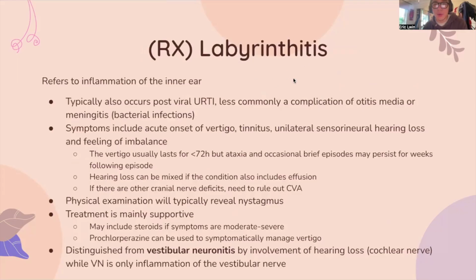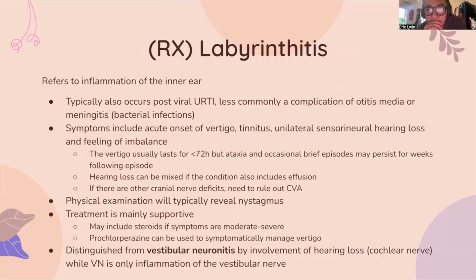The next one is labyrinthitis, which is not actually on your matrix, but something that does come up as maybe one of the options, so I thought I'd cover it anyway. Labyrinthitis is inflammation of the inner ear, and this also occurs post-viral upper respiratory tract infection. It's less commonly a complication of otitis media or meningitis. So symptoms include onset of vertigo, tinnitus, and unilateral sensory hearing loss, and a feeling of imbalance.